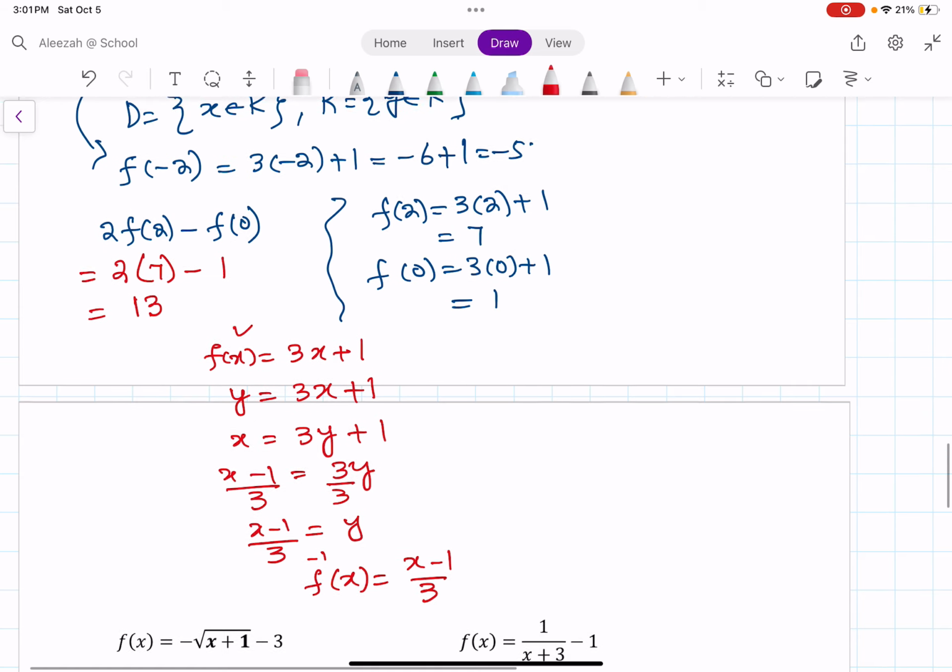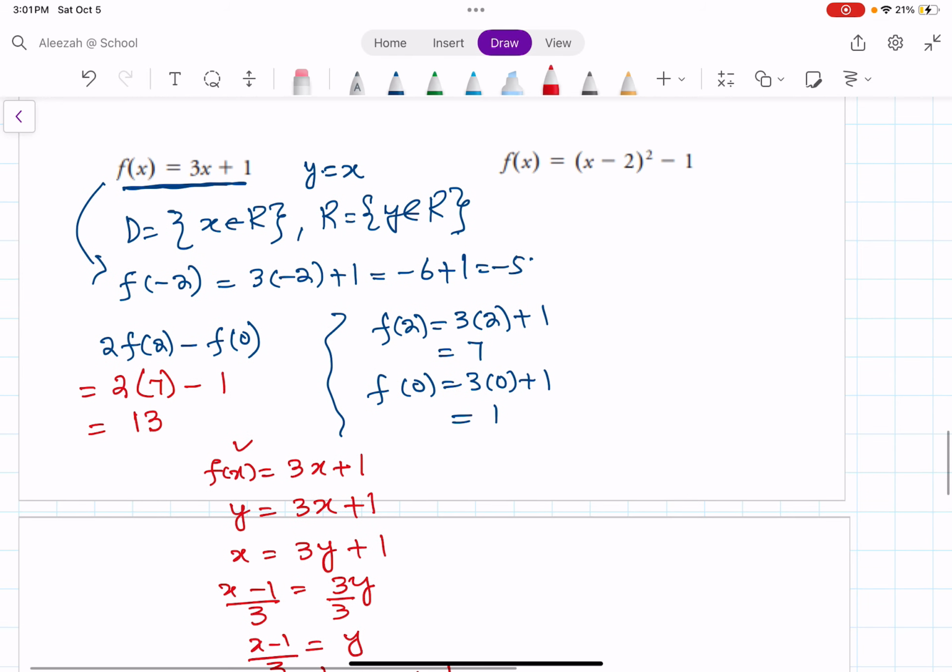So this is how I can write the domain and range of a linear function, I can find the inverse of a linear function, I can identify the parent function, and I can find the value of the function at a given point.